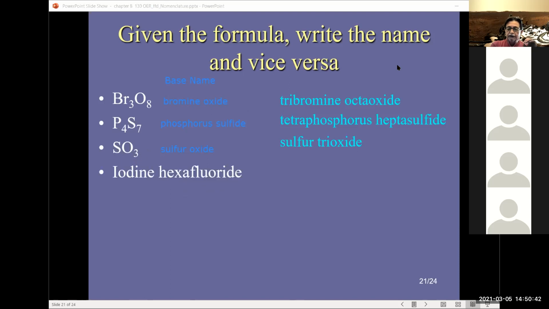Here, they're giving you the name. Now they want you to write the formula. Okay. So you work it backwards. And when you were given the formula, we wrote the base name. So here we write the base formula. Okay, so the base formula will be iodine. It says iodine by itself, and then fluoride. So IF, that's the base formula. Okay, and then you go back and check the prefixes. And it's 1 iodine and 6 fluorides. So you end up with IF6.